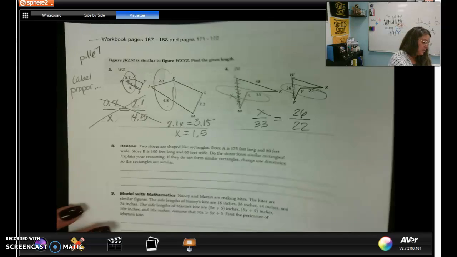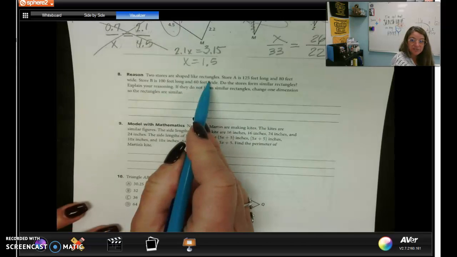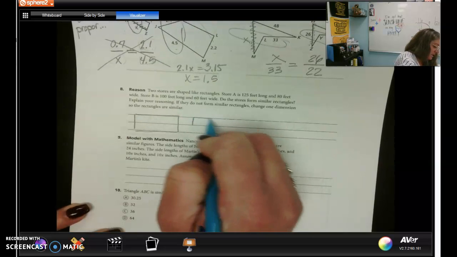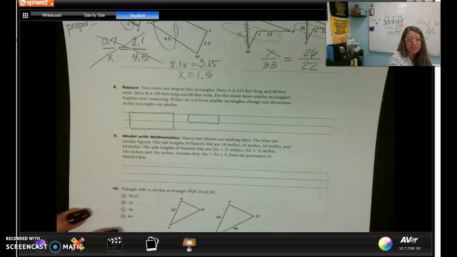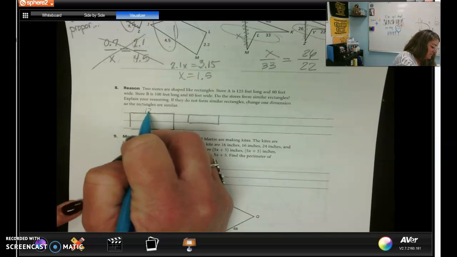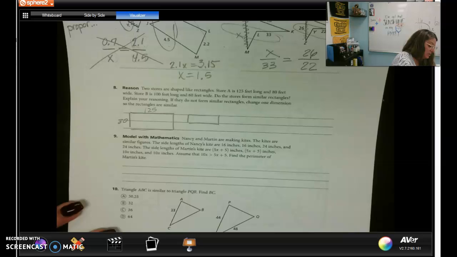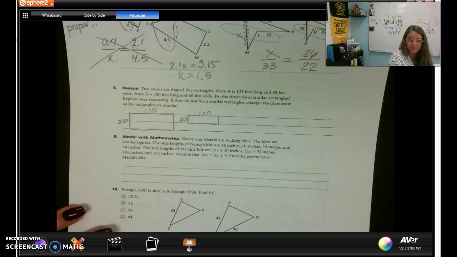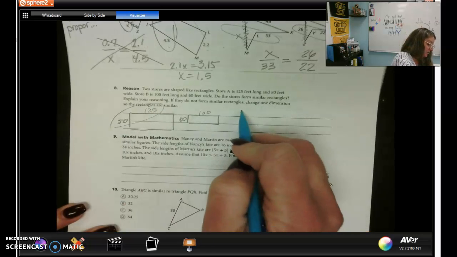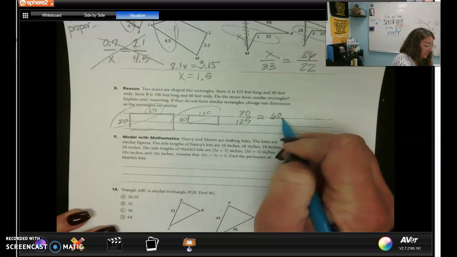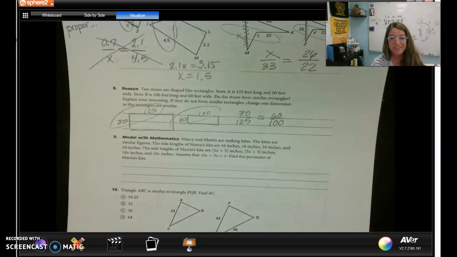Okay. Number 8, we have two stores that are shaped like rectangles. So go draw some rectangles. We talked about Hobby Lobby today being put up next to that Costco I'm so excited about. It says store A is 125 feet long and 80 feet wide. Store B is 100 feet long and 60 feet wide. And we want to know, are they similar? So you're going to put 80 over 125. Is that equal to 60 over 100? You're just going to go divide in your calculator and see what happens.